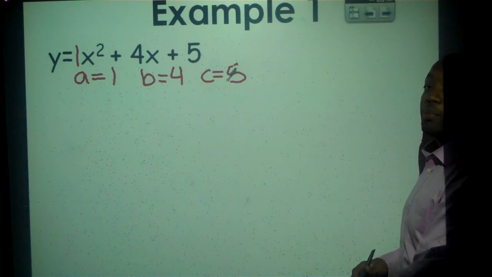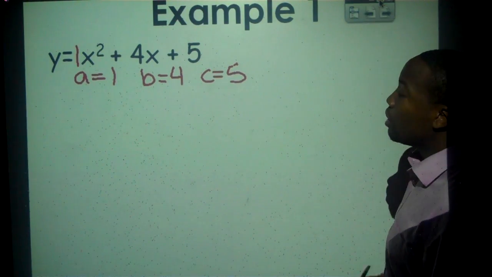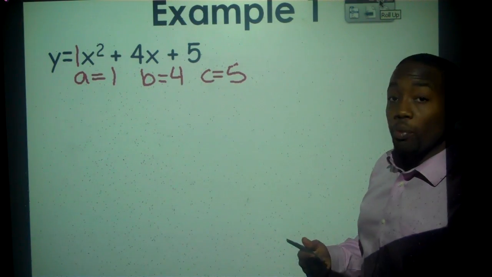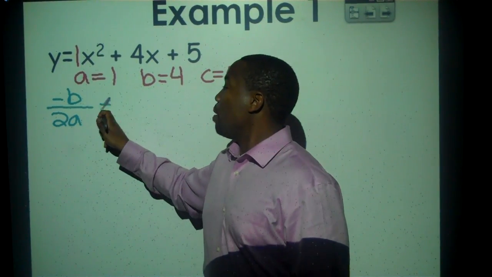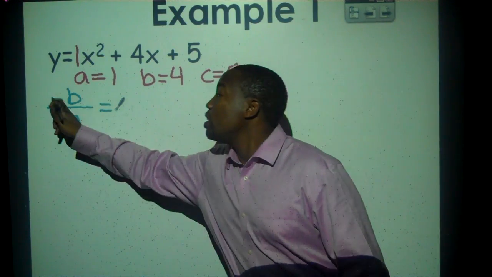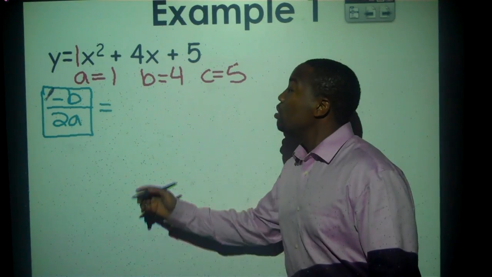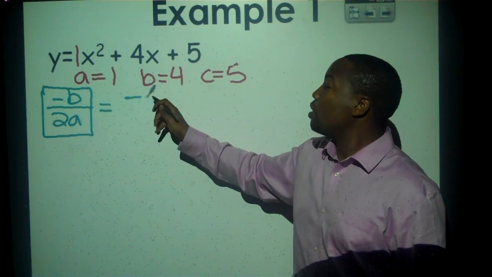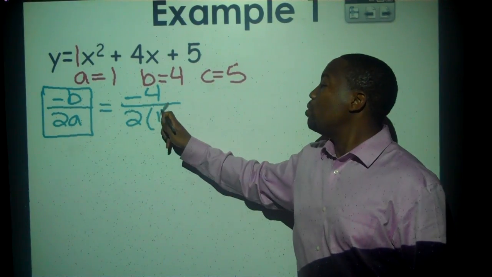Now, that's step 2. Step 3 is to use those values and use my formula, negative b over 2a. Based on these, I'm going to plug them into the formula. This is the key formula that helps me get the vertex. So I take my 4 and plug it in. Negative b, and that 4 goes here, so it'll be negative 4 over 2 times 1.